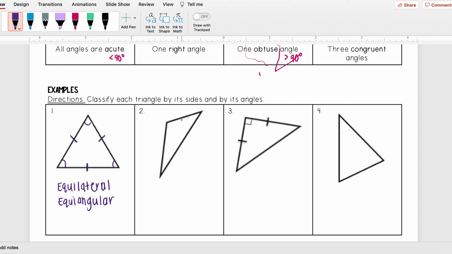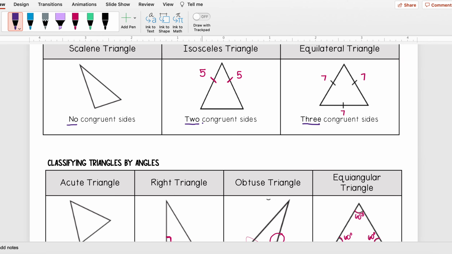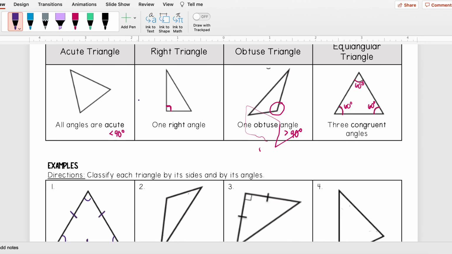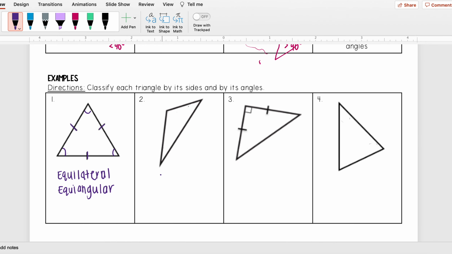Okay, and then looking at number 2, I'm going to first classify it by its sides. I see that I don't have any tick marks, and I can clearly see that none of these sides are equal to each other. And so when I have no congruent sides, that is a scalene triangle. So this is scalene. And then looking at its angles, I'm looking to see, is this acute, right, obtuse, or all equal? I see that I do have one obtuse angle right here that is greater than 90 degrees. And so that means this one's scalene obtuse.